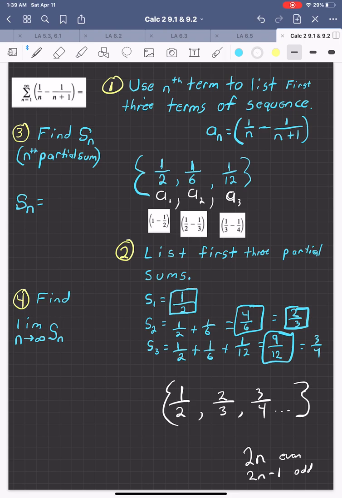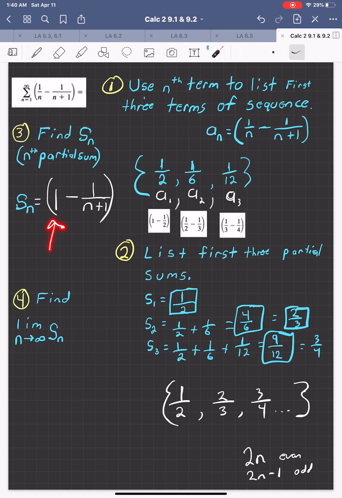So in this case, here's what the nth partial sum would be. It would be 1 minus 1 over n plus 1. I'm going to go ahead and just box that in. All right, so 1 minus 1 over n plus 1. All right, so now, at this stage, what does this do for you?